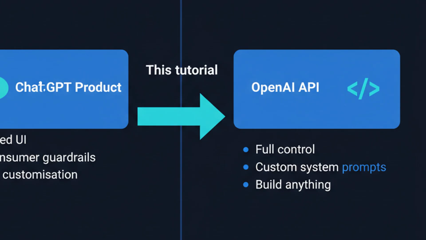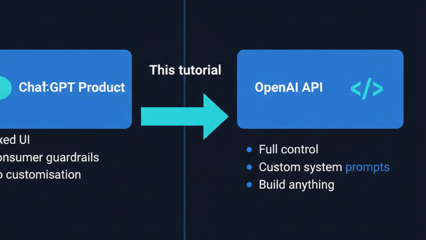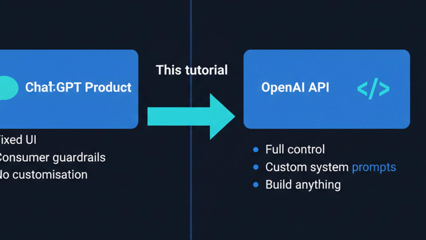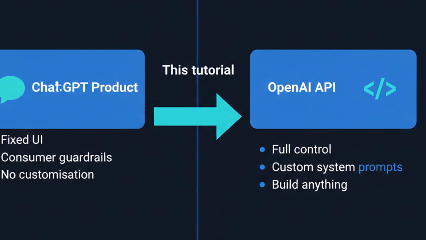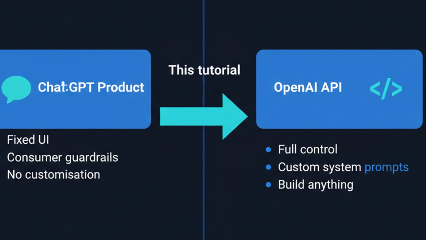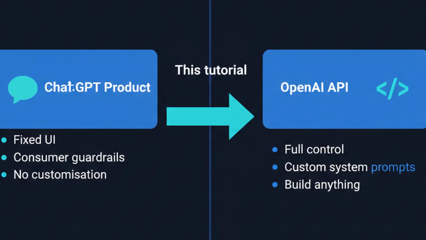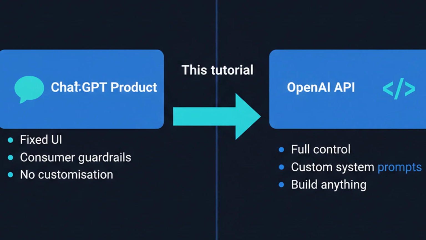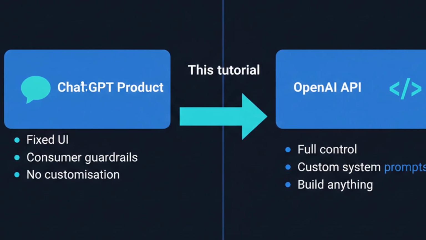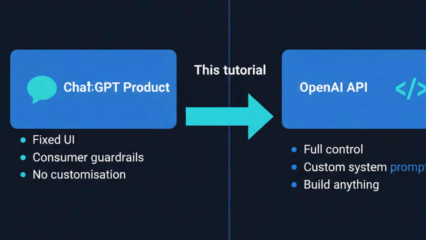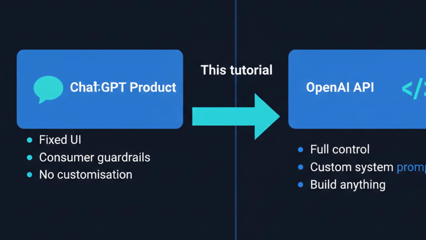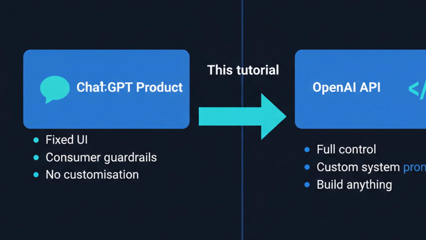ChatGPT, the product, and the OpenAI API are fundamentally different beasts. ChatGPT is a consumer product with guardrails, rate limits, and a fixed interface. The API, it's raw power. You control the system prompt, the temperature, the response format, everything. You can build experiences ChatGPT literally cannot do. And GPT-4o specifically is OpenAI's flagship multimodal model. Fast, capable, and surprisingly affordable for what you get.